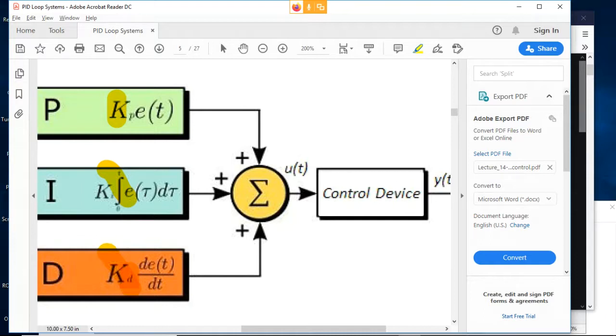And that's really the trick to PID controllers: tuning them and picking these gains in such a way that you get the response that you want.